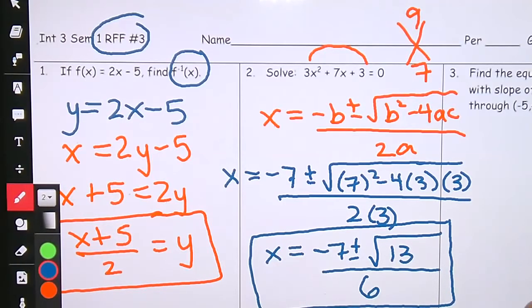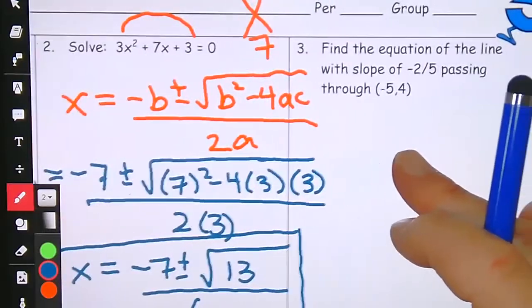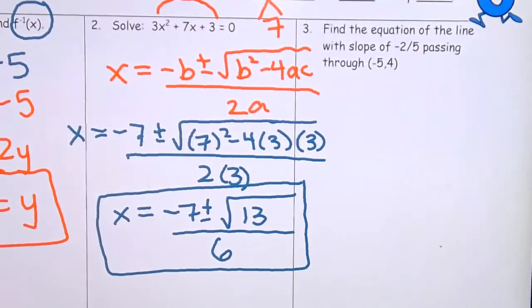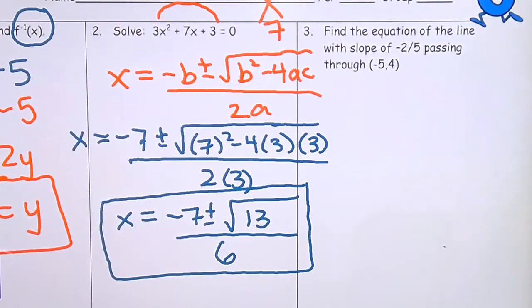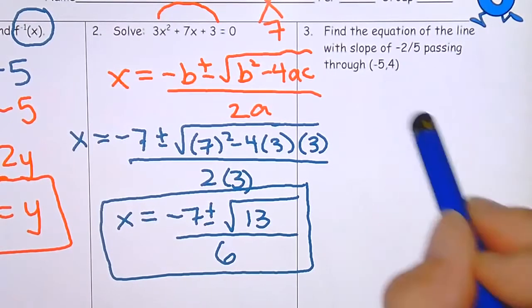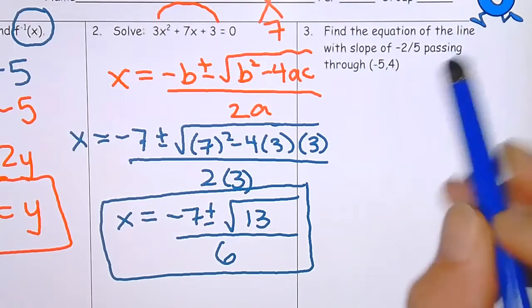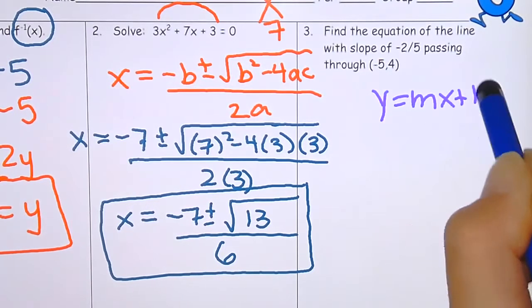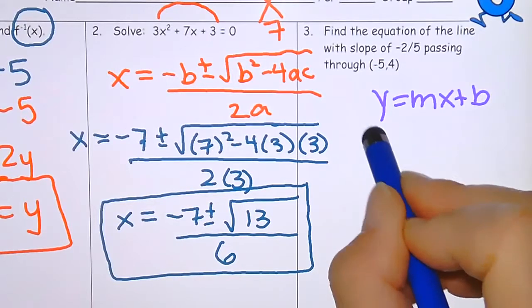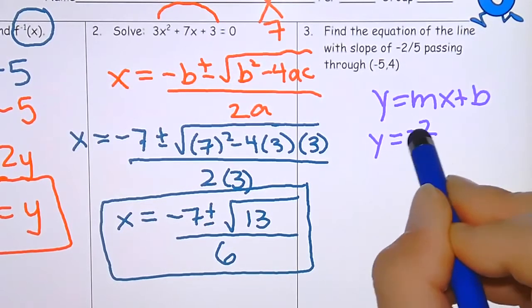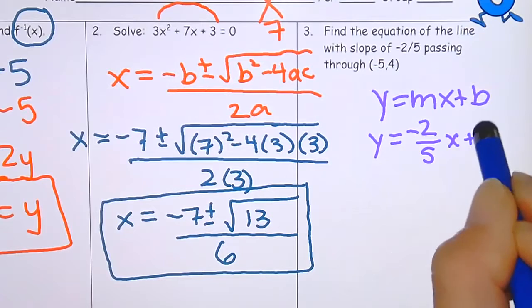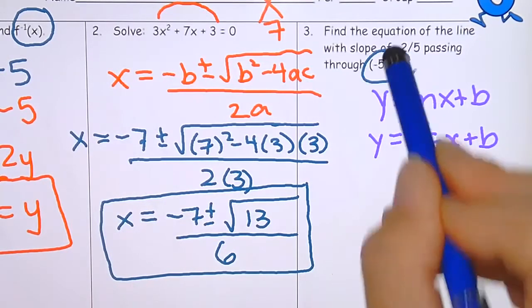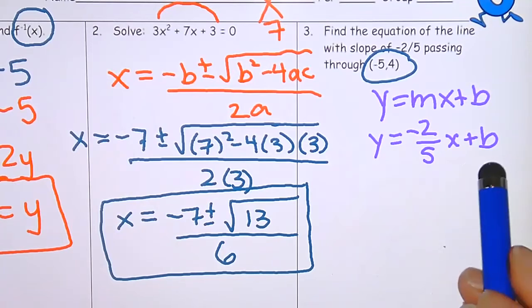On number 3, I want to write the equation of a line that has this slope, and this goes through this point. So remember, the equation of a line is y equals mx plus b. My slope is negative 2/5, so I'm going to have y is equal to negative 2/5 x plus b. I'm going to be putting in this number for my x and y to find my b.